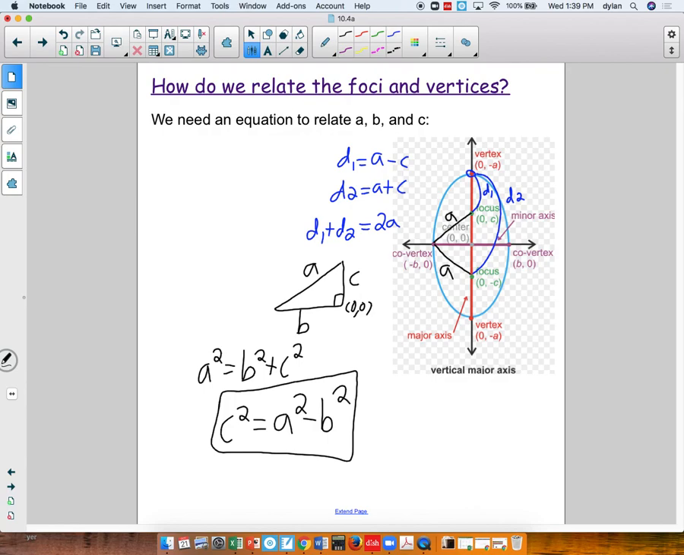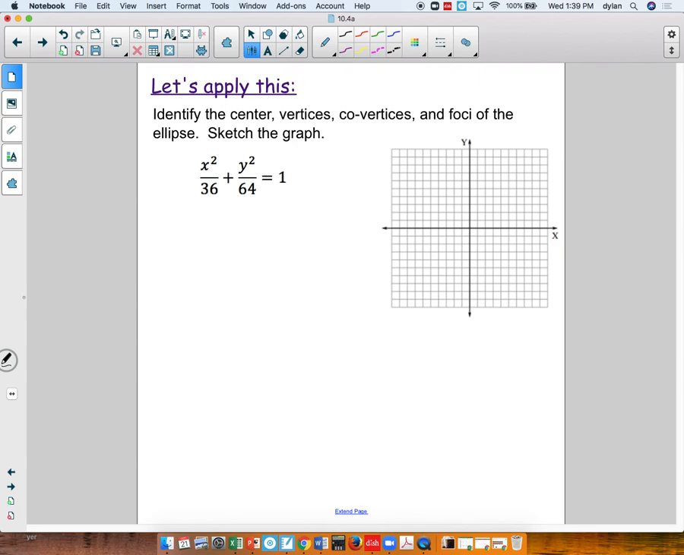So let's take a look here at an example together. Imagine I wanted you to identify the center, vertices, co-vertices, and foci of the ellipse represented by this equation, and then I also wanted you to sketch it. The first thing I would do is think about, just by looking at this, do I know if it's going to be a horizontal ellipse or a vertical ellipse? In this case, because 36 is less than 64, the 64 is under the y, which tells me that the general structure of this ellipse is that it's going to be vertical.